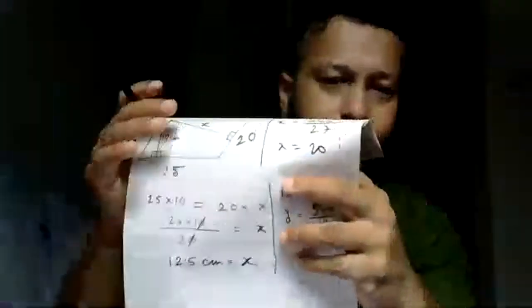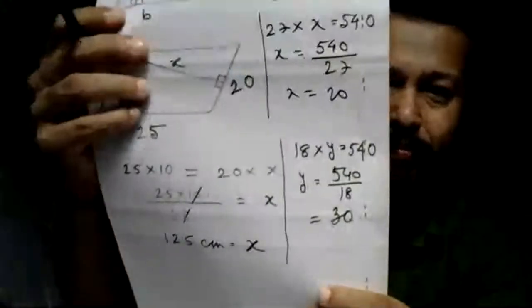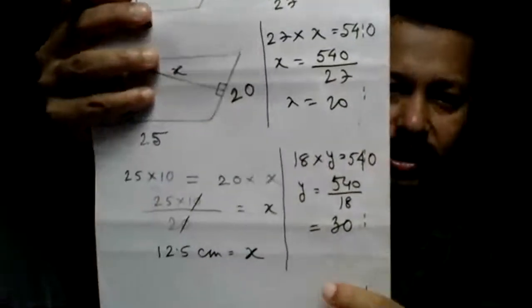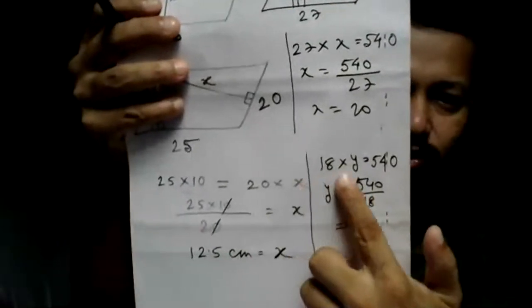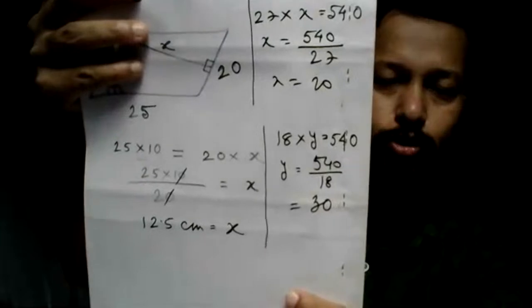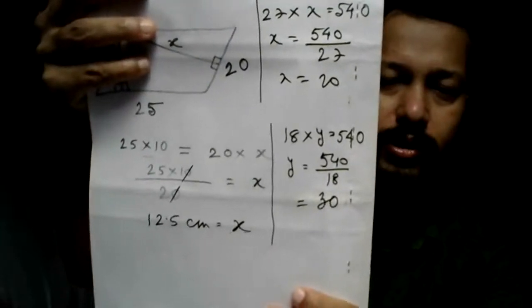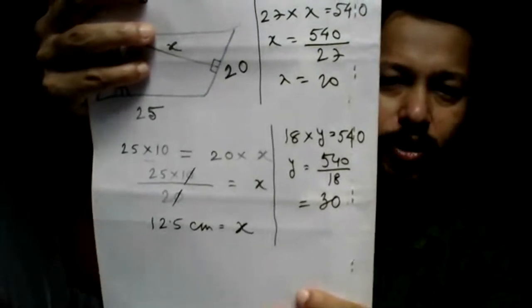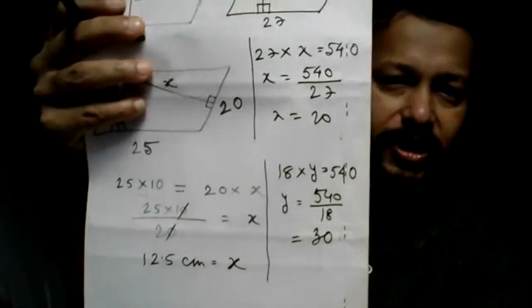18 into y equal to area. What is the area? 540. So let us write 540. So y equal to 540 by 18. That is 30. See, 18 into 540. See this? 18 into y equal to 540. Okay, base into height equal to area. So in this way, we got y equal to 30. So we got the other height.